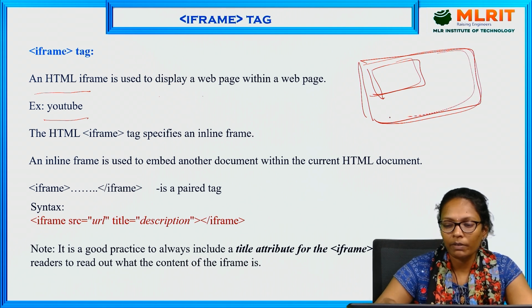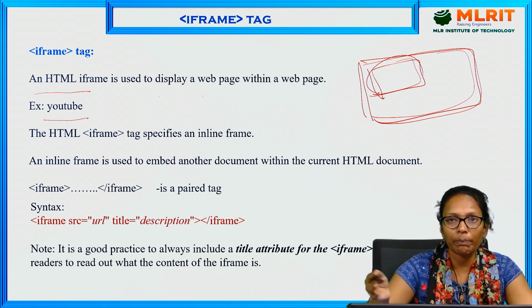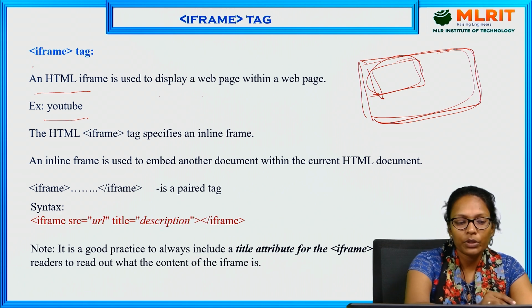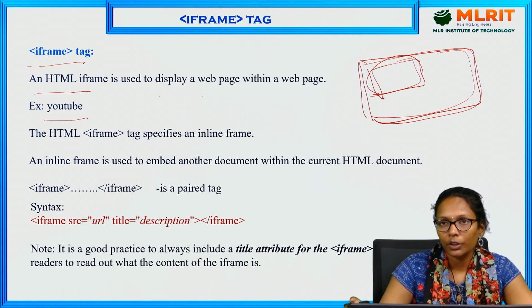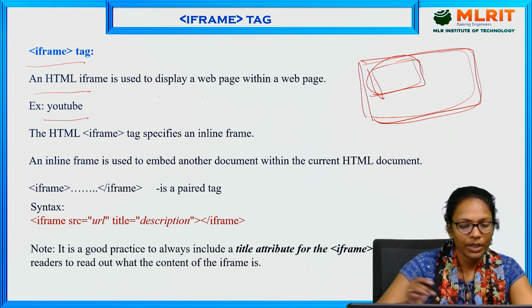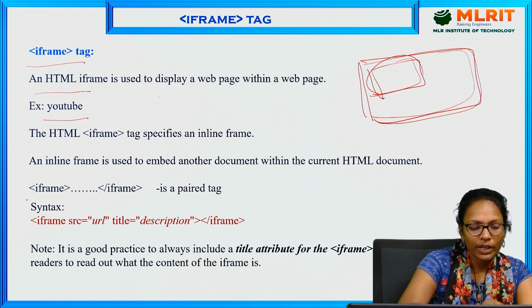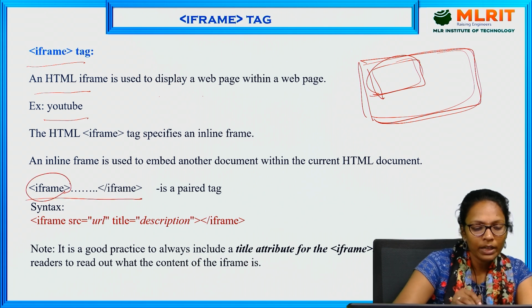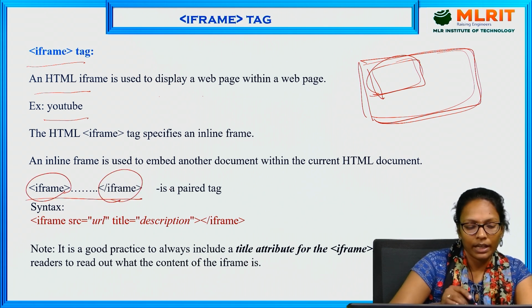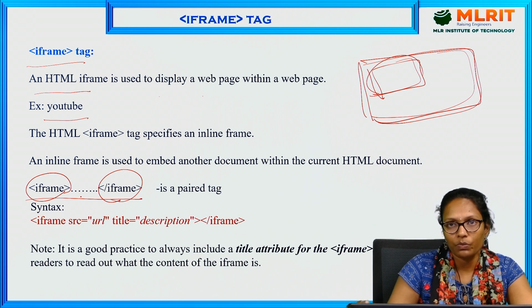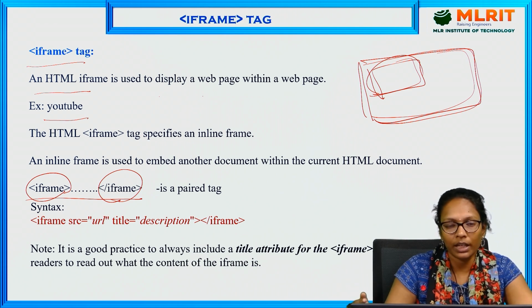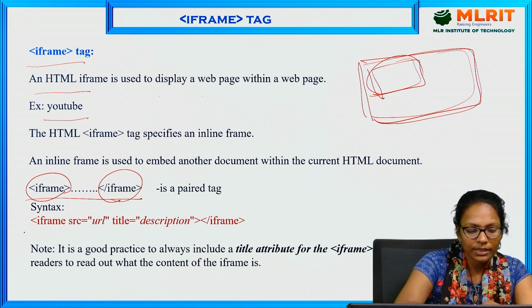So already we have a web page and I want to insert another web page inside that main web page. In that case, we're going to use this iframe tag. Even on the YouTube page, you can check the code, and it also uses this iframe tag. So this is the syntax of iframe. The iframe will be opened and closed, it is a paired tag. Here I need to mention the source, what exactly I want to display within that frame.